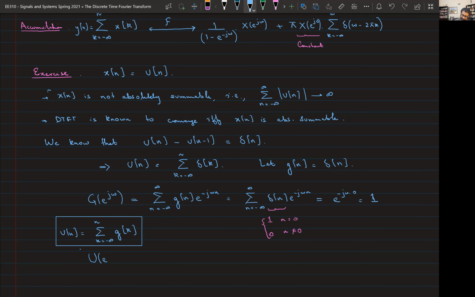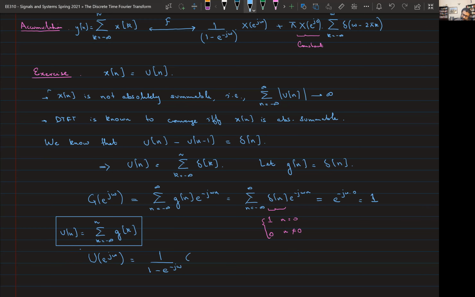Accumulation property: u of e raised by j omega is equal to 1 upon 1 minus e raised by minus j omega. So what am I doing? I'm just copying this thing out, right? But instead of x, because there's no x here, there's g here. Instead of x, I'm just going to plug in capital G, and that's it, right?